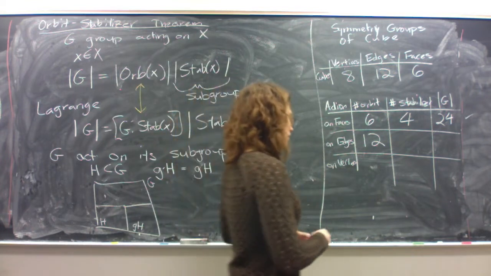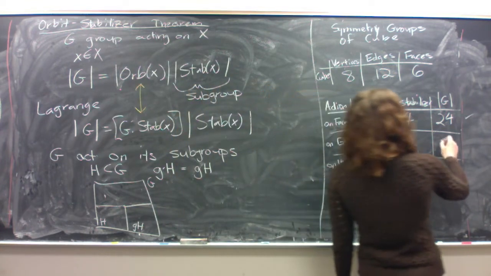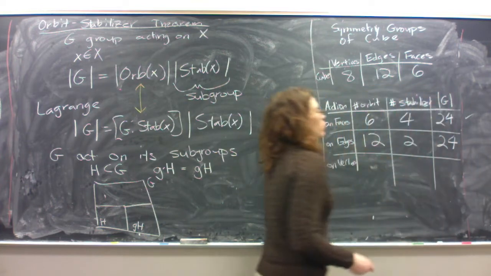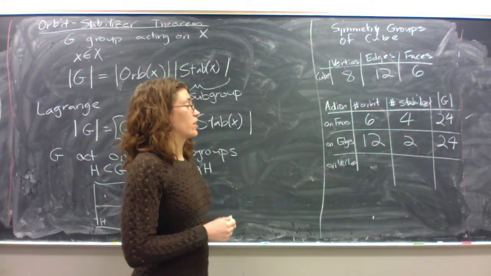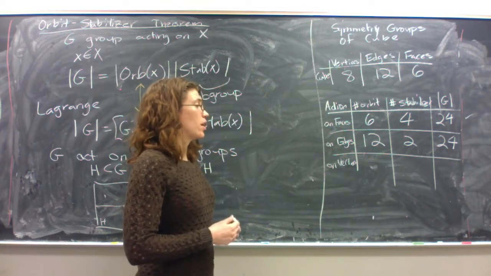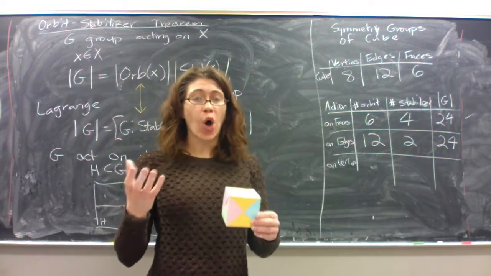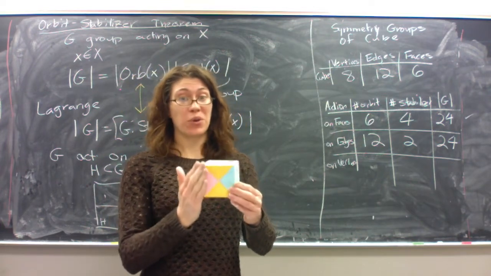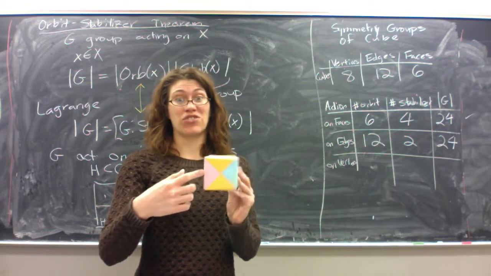And I know that this answer is correct because when I multiply 12 times 2, I get 24, which agrees with my previous answer. Now, it could be the case that I'm wrong on both accounts, but I'm also using the reasoning that in order to fix this edge, I can't change this axis.